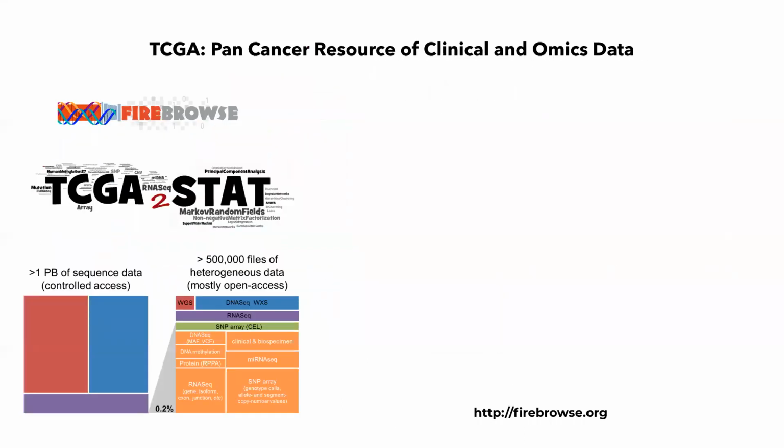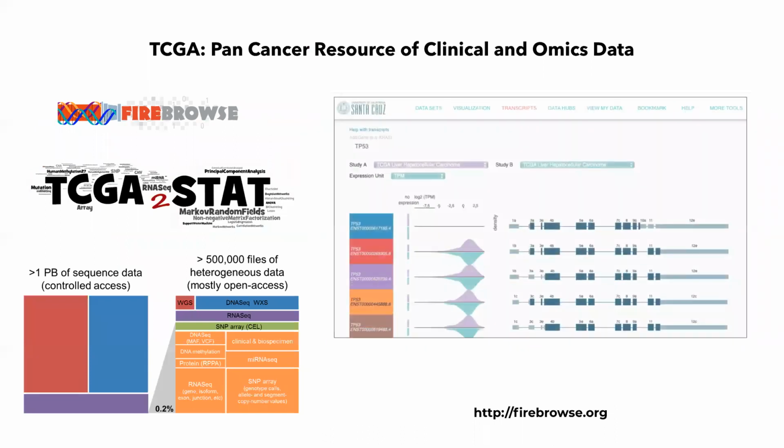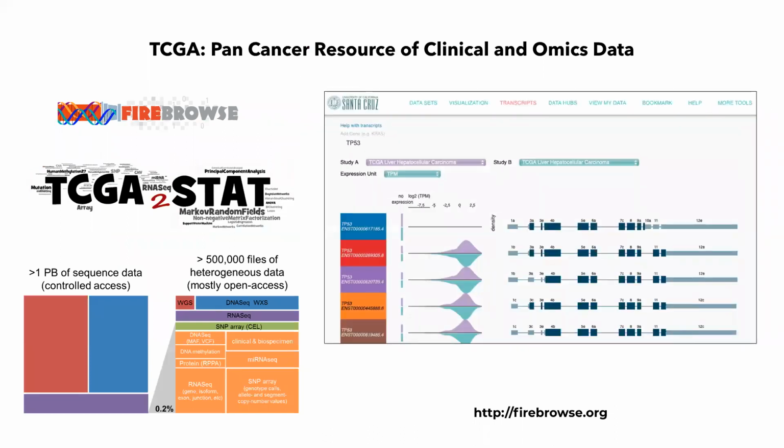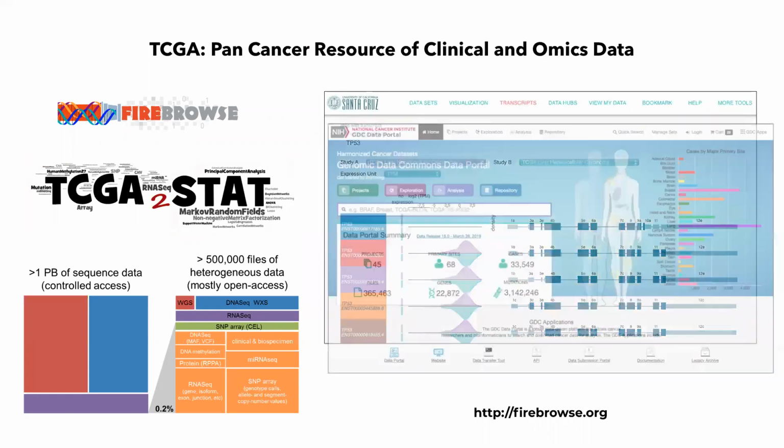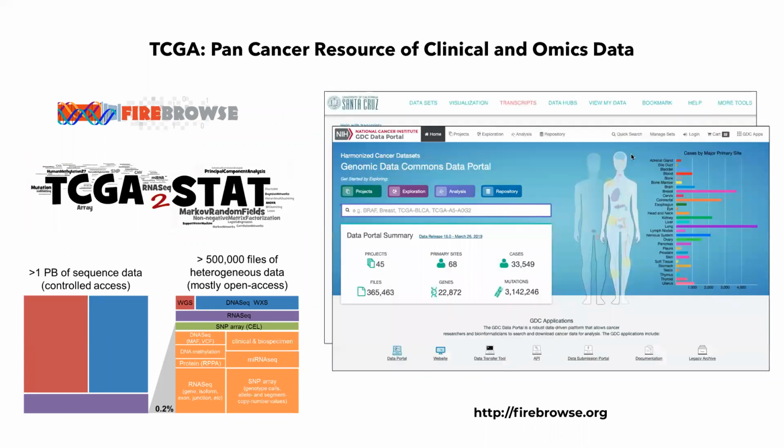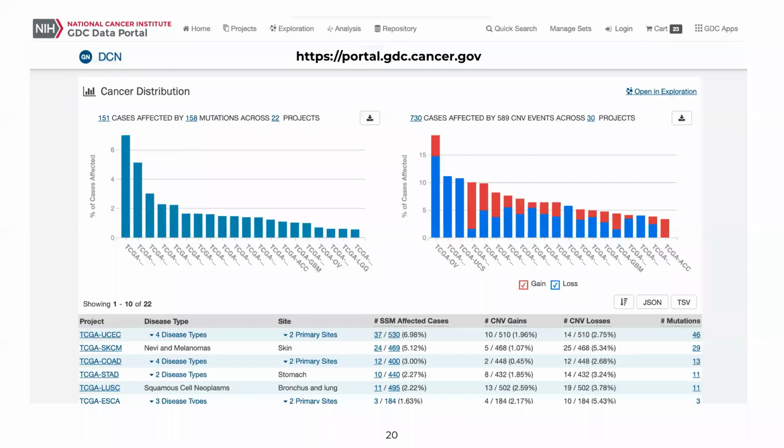TCGA, what is it? Well, TCGA is a pan-cancer resource of clinical and omics data. It combines a lot of different information that you can find about different types of cancer. So you see different tissue types. It also gives you information on different genes, different mutations, and all of this data is searchable in different formats. So for example, you can see here the actual portal.